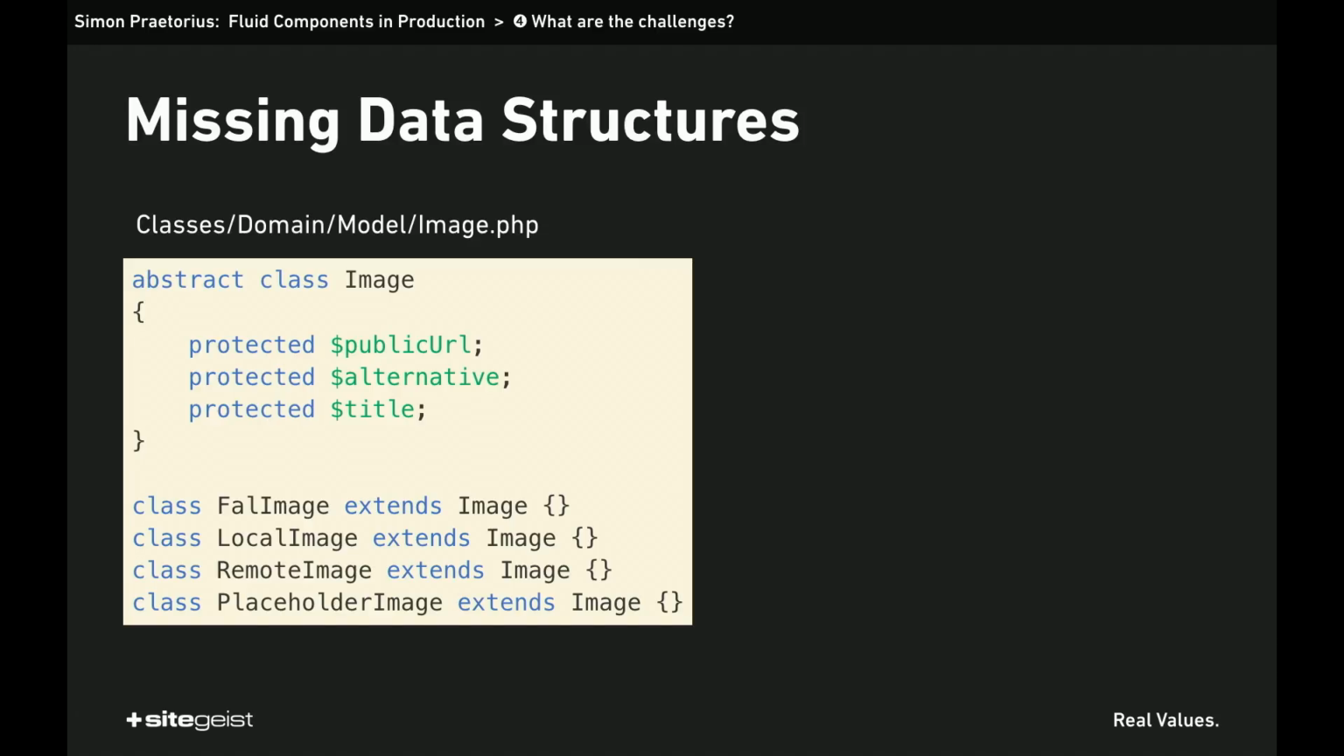Each image has a public URL, it has an alternative text, which you can use in the alt attribute, and it has a title, which you can also use in the title attribute. And there are various ways of getting this image. There's one way where you get the image from the FAL. This class just wraps around the FAL class and exposes the values from there to the component.